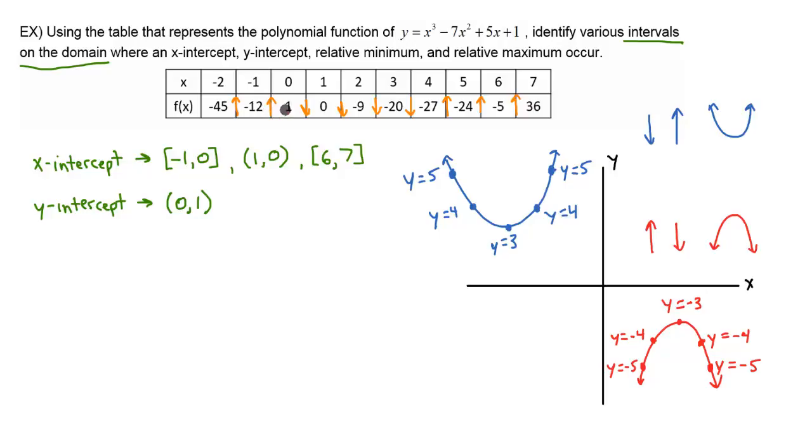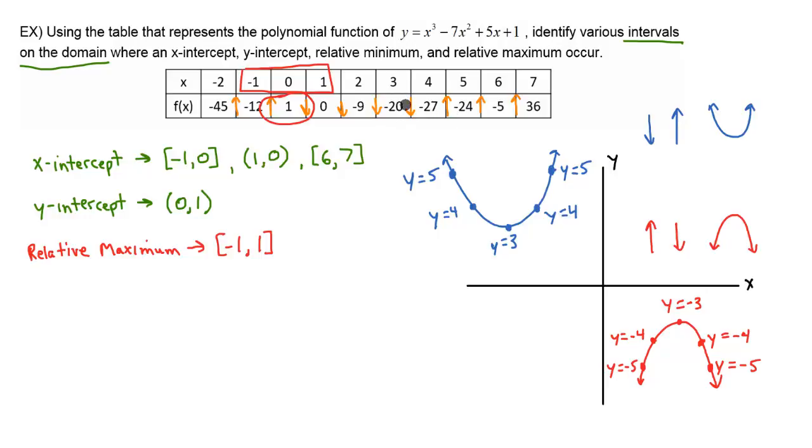From -12 to 1, we went up, but then from 1 to 0, we went down. So this right here is going to represent a relative maximum, because just like right here, we were going up and then we went down. That's going to be that maximum shape. And then we want to figure out the domain, and that's going to be from -1 to +1. Somewhere between those two x values, that's where that relative maximum happens.